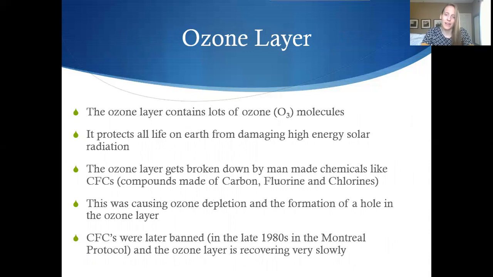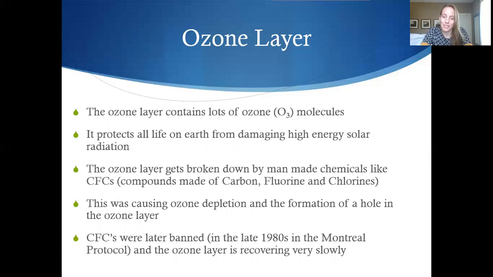The ozone layer contains lots of ozone, as the name suggests, which is an O3 molecule. And it protects all life on Earth from the damaging high energy solar radiation that is coming towards us from the sun. The ozone layer can be broken down by man-made chemicals like CFCs, which are named because they're made of carbon, fluorine, and chlorine.